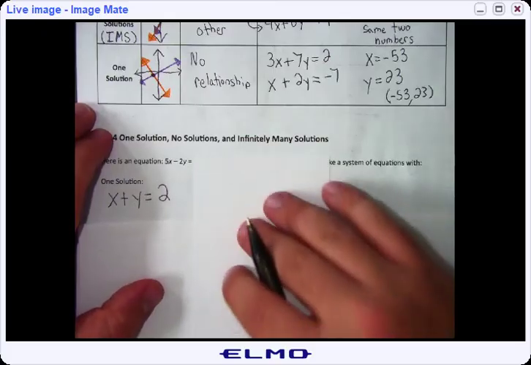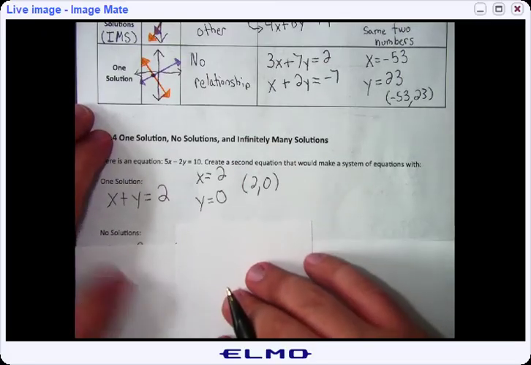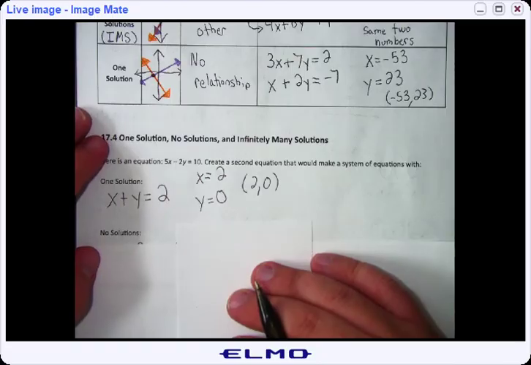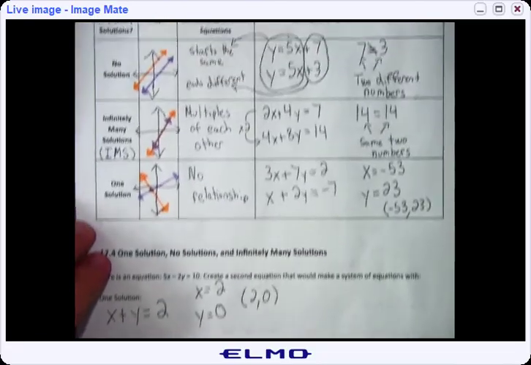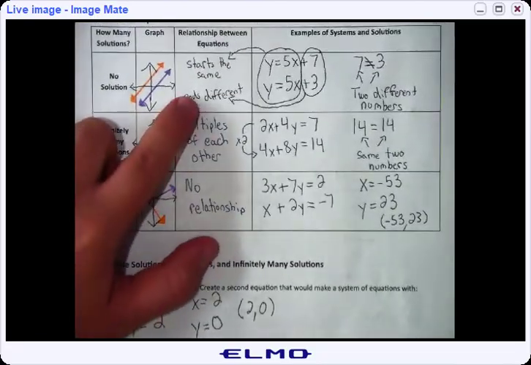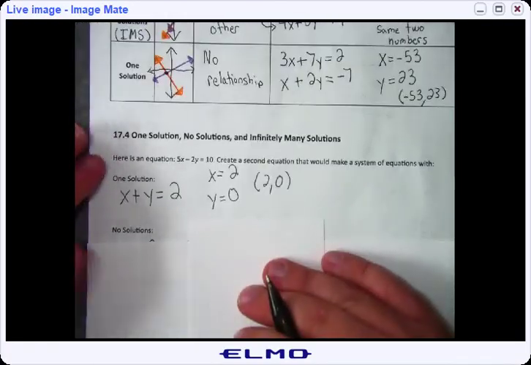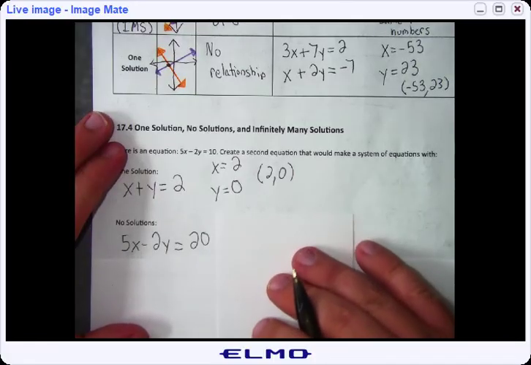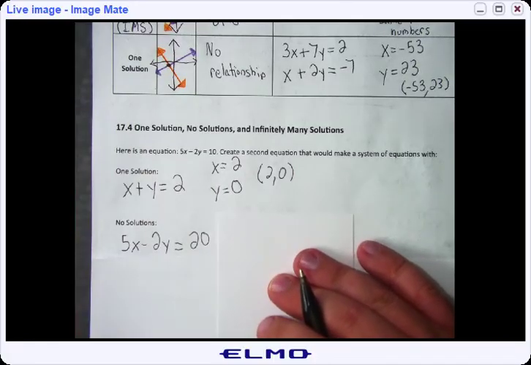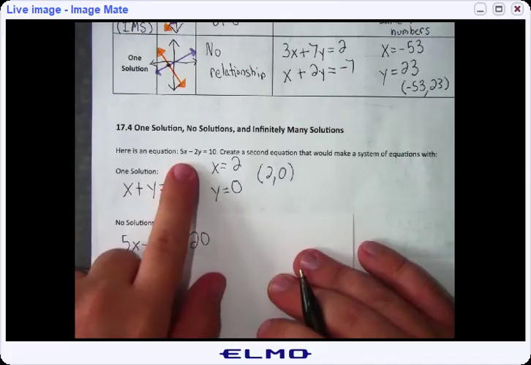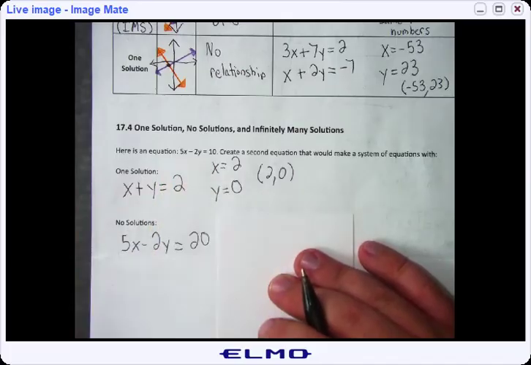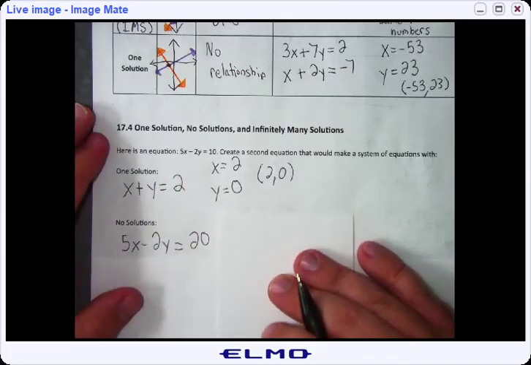Okay, so the next thing we're going to take a look at here is a graph that has no solutions, right? And if we take a look up here at no solutions, what we want to have is two equations that start the same but end differently. So again, what I did is I chose 5x minus 2y equals 20, right? So I started the same, 5x minus 2y, but I ended it different. I ended it equals 20, okay?